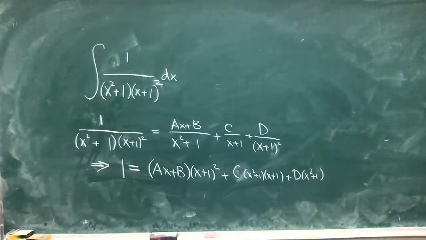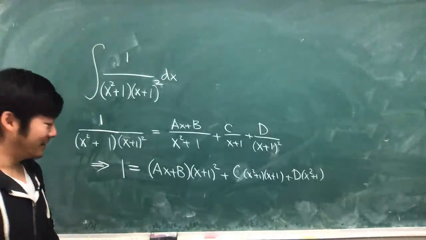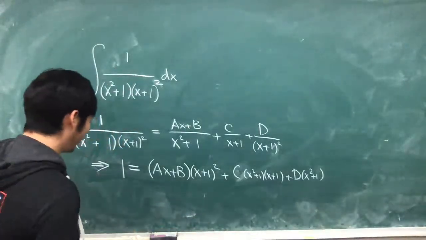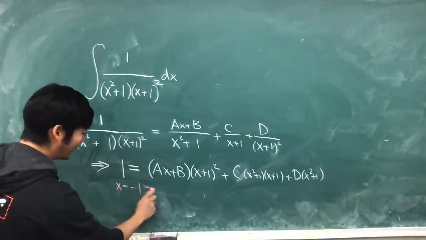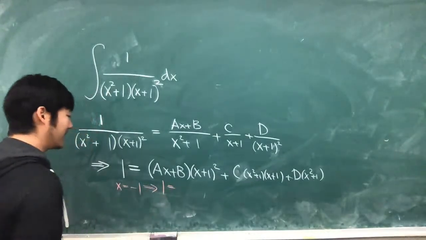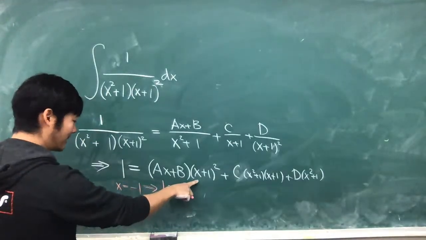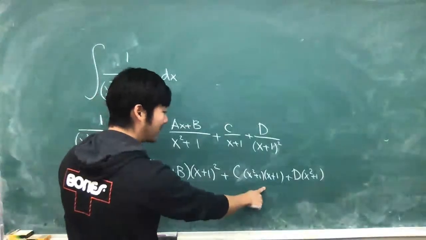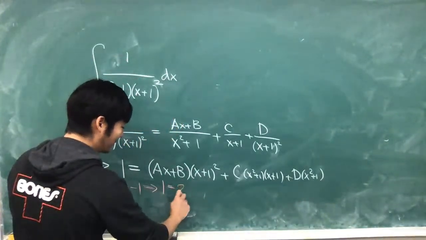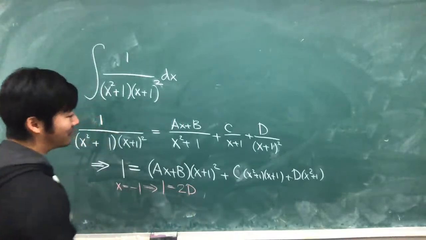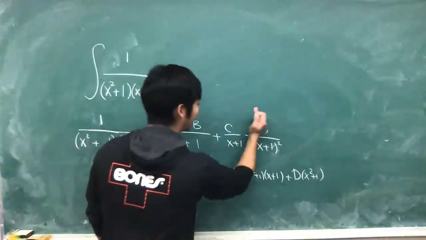Okay, so that's pretty bad, but it's not that bad. So at least we can figure out what d is right away. So if we plug in x equals -1, then we get 1 is equal to, so this is gone and this is gone, but this stays. -1 squared is 1, 1 plus 1 is 2. So d is 1/2.